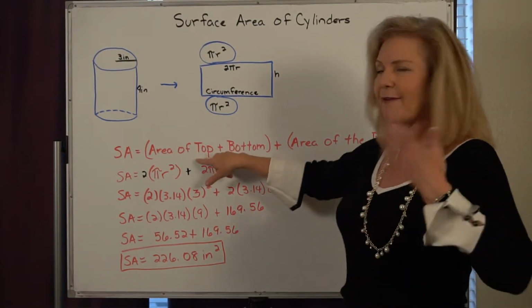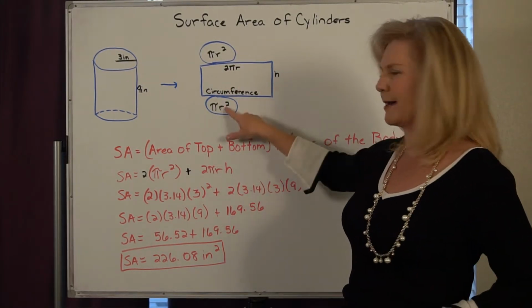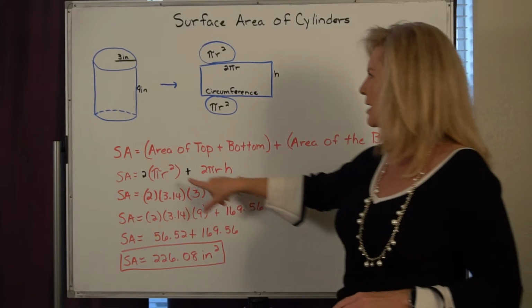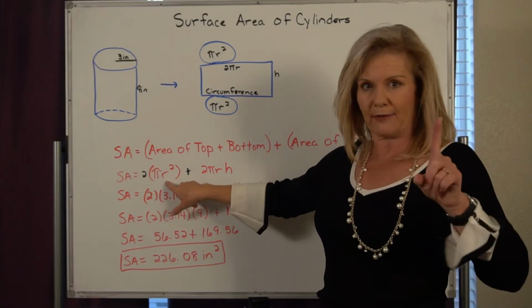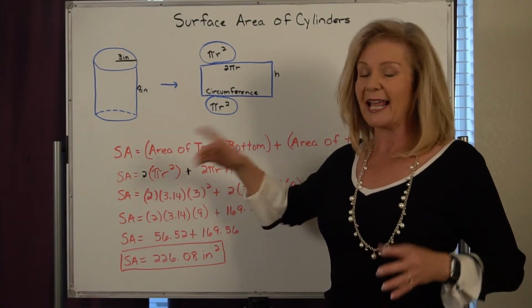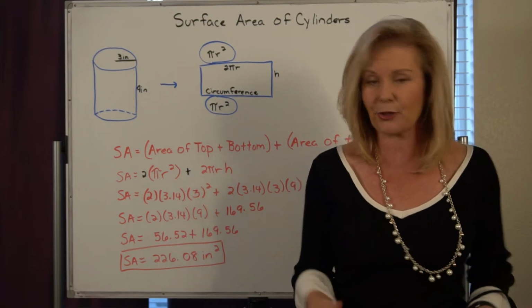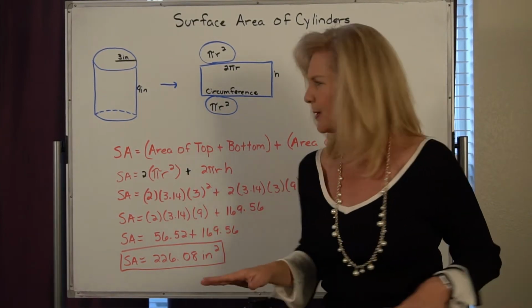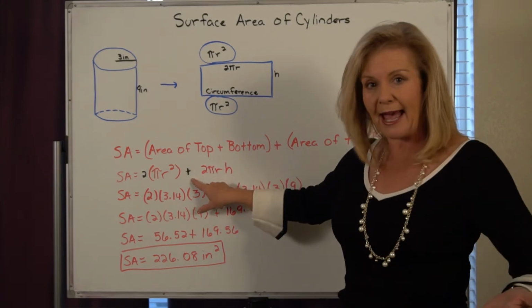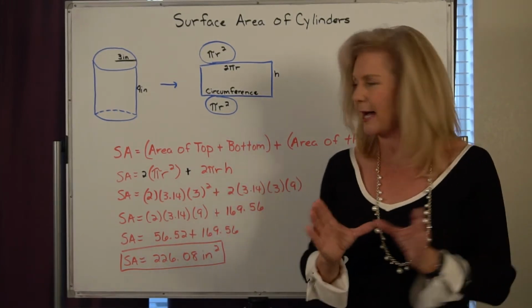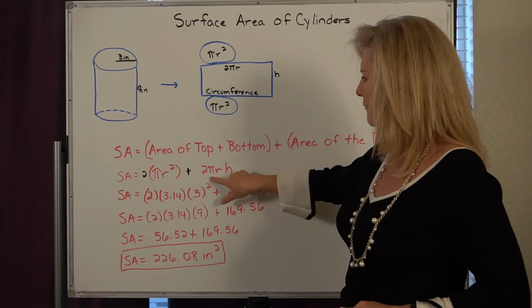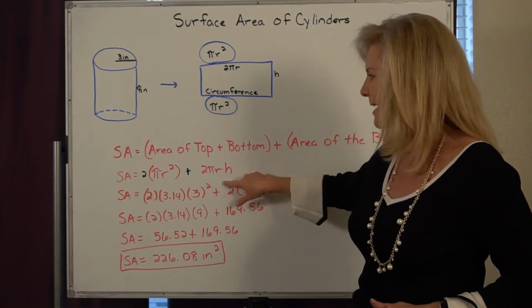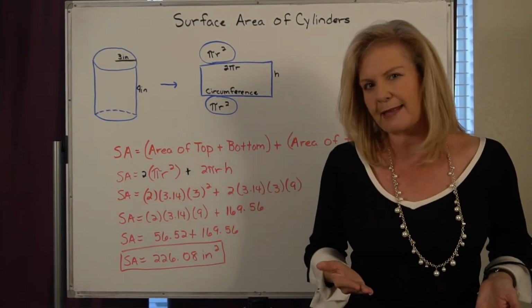So I have to first find the area of the top and bottom. I always start with my bases. Well, I know one of those circles is pi r squared. They have to be the same size circle, so I just multiply that by 2. That's the easiest way to do it. Now, to that, I have to add my curved body. And so it's my circumference, 2 pi r, times my height. That's how I recreate that formula.